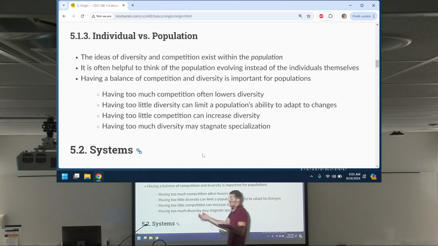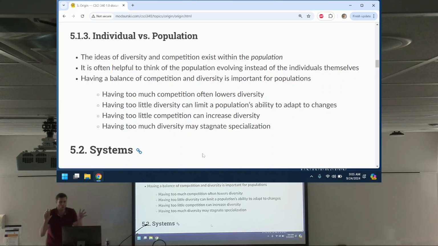And that's where a lot of these hyperparameters come in: tuning these things to the right spot such that we don't want to converge too quickly, and we don't want to have too little competition such that the search never really has a chance to converge, right? It just kind of flounders about. We have to balance these things together.